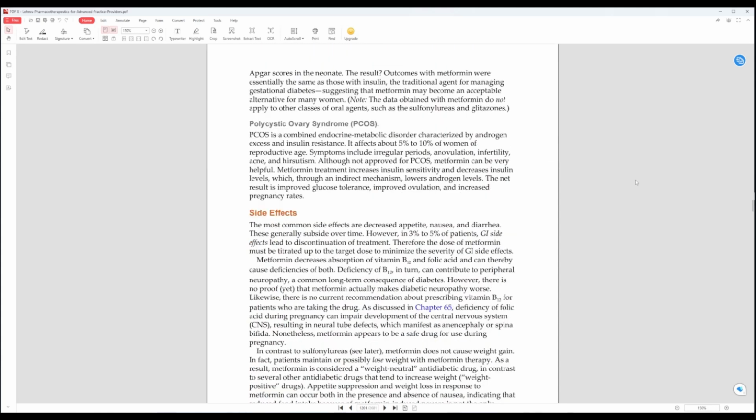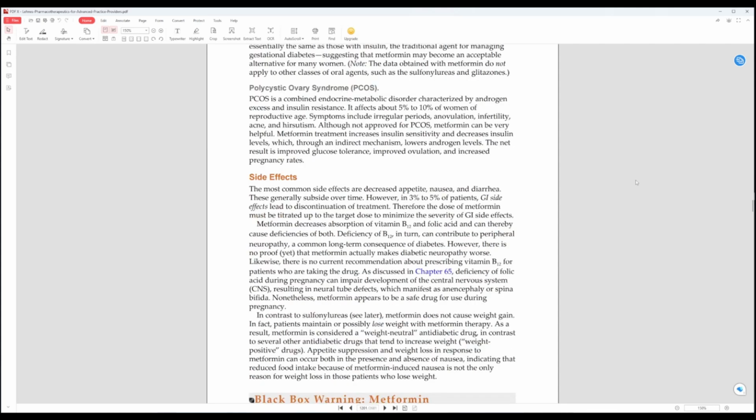So, for polycystic ovary syndrome, or PCOS: PCOS is a combined endocrine-metabolic disorder characterized by androgen excess and insulin resistance. It affects about 5 to 10% of women of reproductive age. Symptoms include irregular periods, anovulation, infertility, acne, and hirsutism. Although not approved for PCOS, metformin can be very helpful.